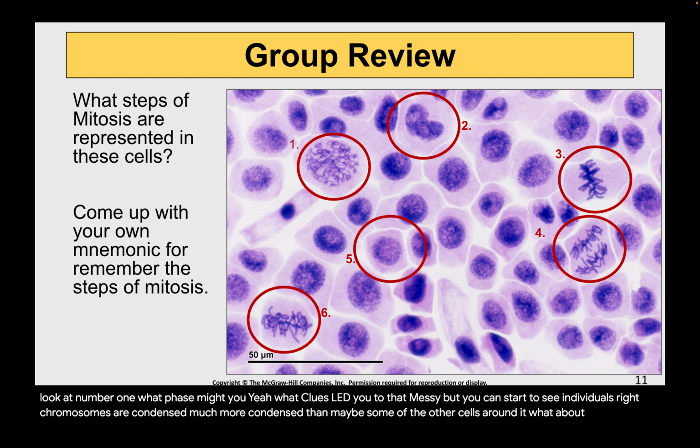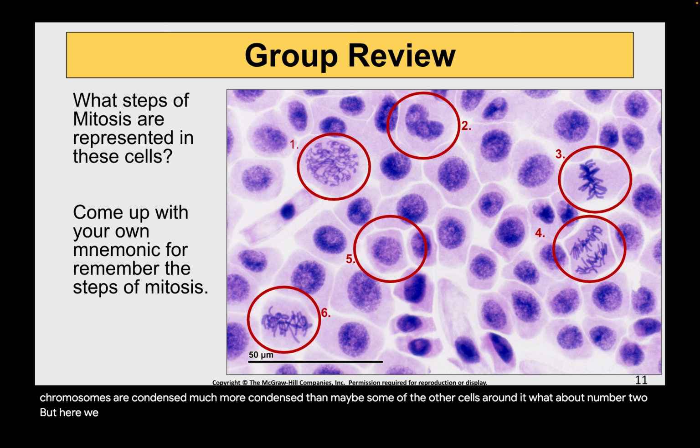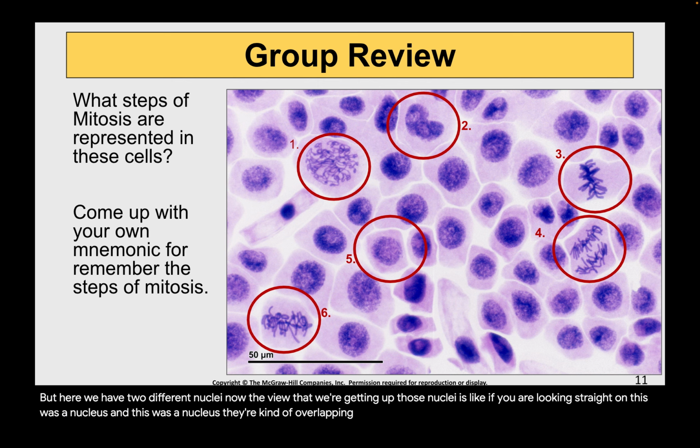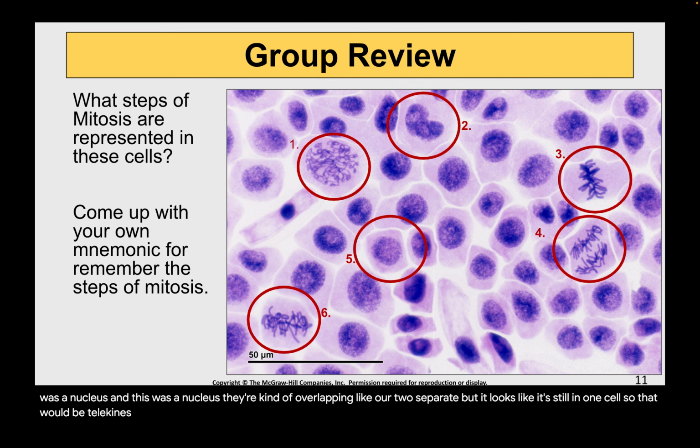What about number 2? Telophase and cytokinesis. Yeah, telophase and cytokinesis. So you should have picked up that here we have 2 different nuclei. Now the view that we're getting of those nuclei is like if you were looking straight on, this was a nucleus and this was a nucleus, they're kind of overlapping, right? But they are 2 separate nuclei, right? But it looks like it's still in one cell, so that would be telophase and cytokinesis. There we go.